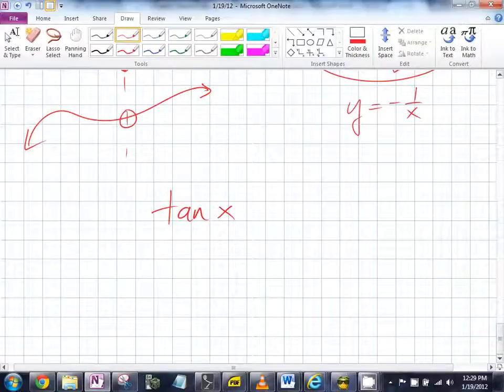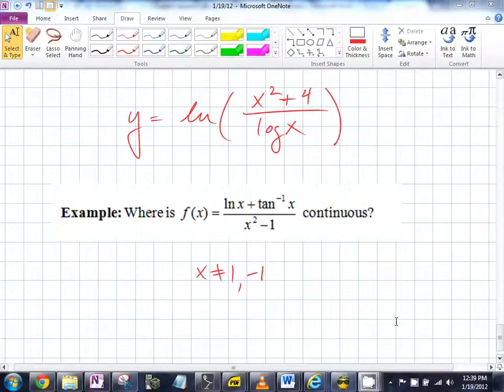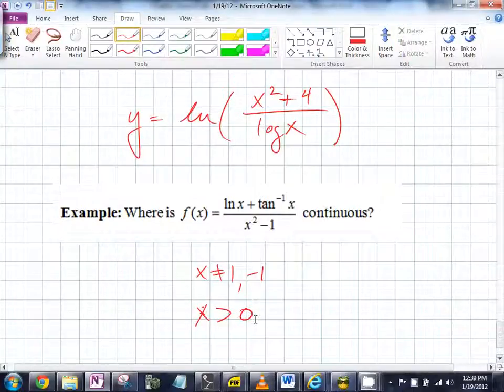The log of a negative number. So we know that x must be what? Greater than 0. Can't be 0 because you can't take the log. Now here's the trickiest part. This is what this entire question comes down to. What's the domain of tangent inverse? Does anybody remember what the domain of tan inverse is?